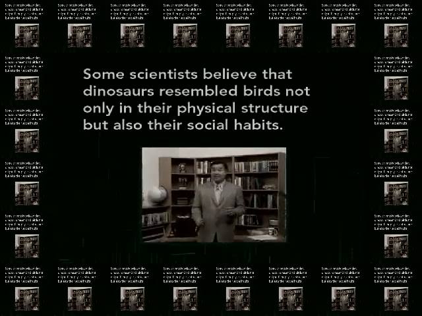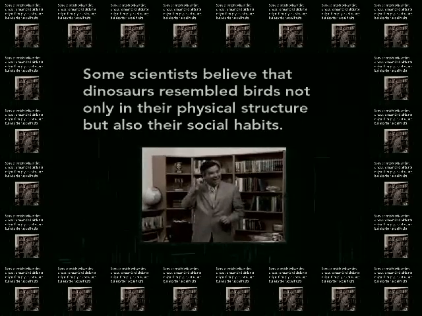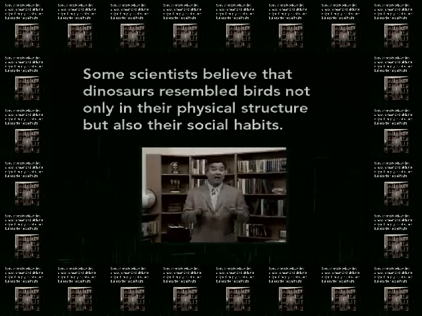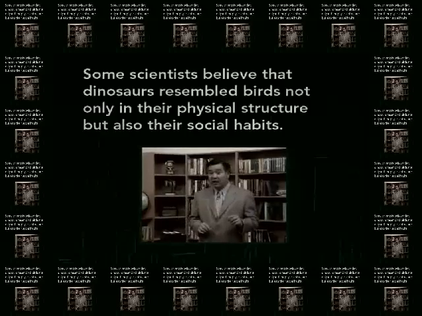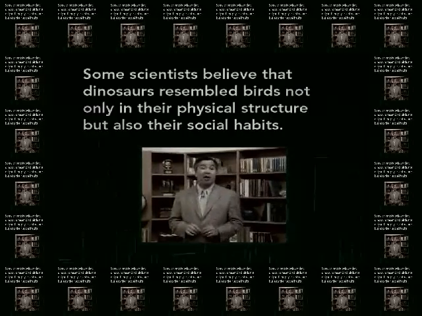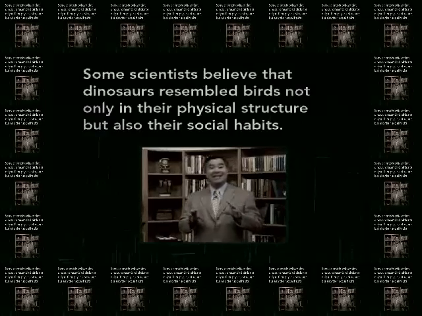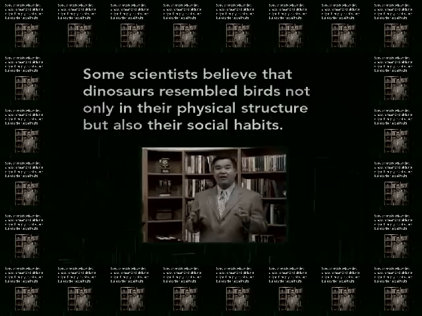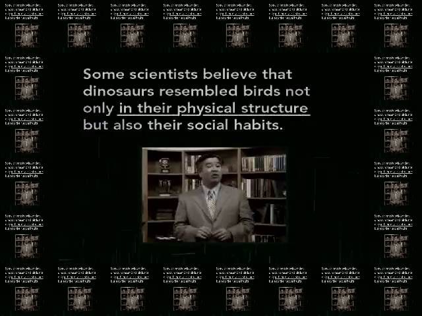Now, at first glance, this sentence might seem okay, but if you listen to it carefully, you might hear that parallelism has been subtly violated. Here's why. We're using the coordinating conjunction not only, but also. And remember our rule, what follows each of those conjunctions needs to be the same grammatically. Let's check and see if it is. First we have not only. What follows that are the words in their physical structure.